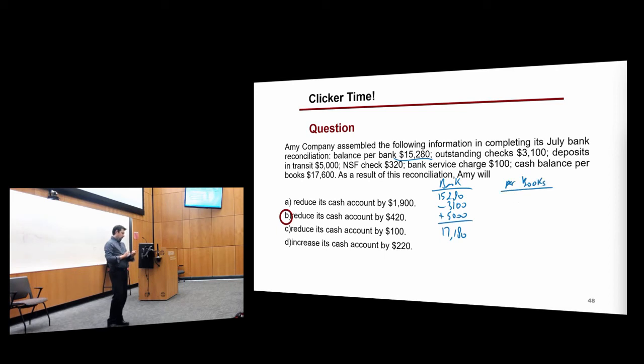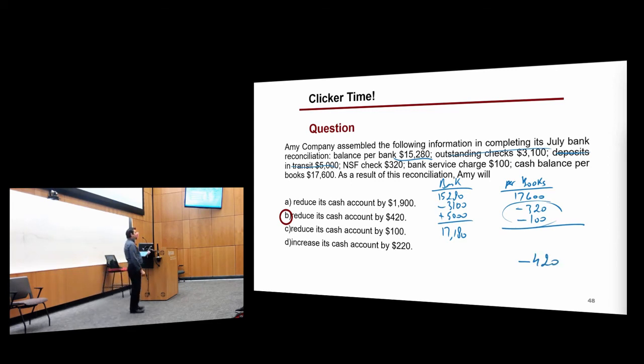Now, for books, we start with 17,600. NSF, when you have an NSF, what do you do? NSF checks, you subtract them. Bank charges. Cash balance per books was 17,600. What were the adjustments that the company did? They subtracted 320 and subtracted 100. So they subtracted minus 420. Any questions? Okay.